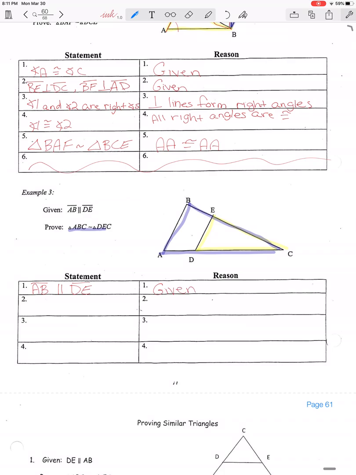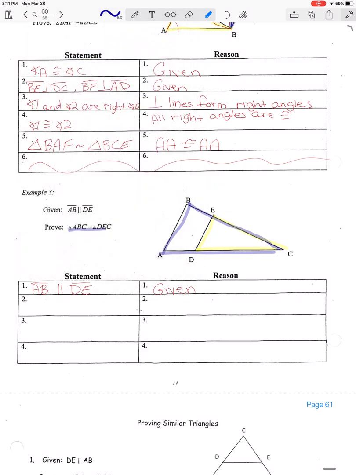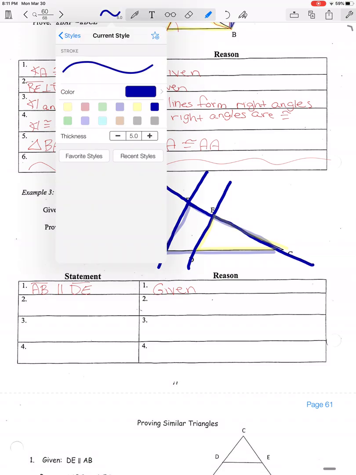All right, so we're given parallel lines, so I just want to point this out to you. If I have parallel lines, which are AB and DE, don't I have parallel lines cut by a transversal? So I would have a transversal there. I also would have a transversal right here.